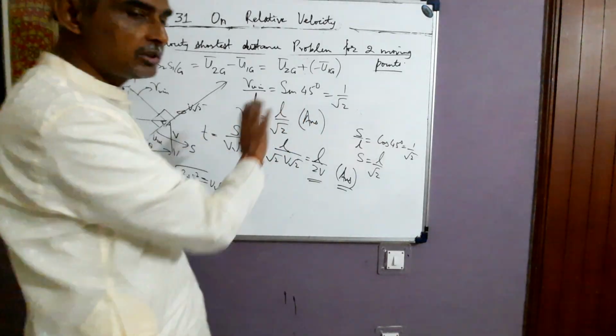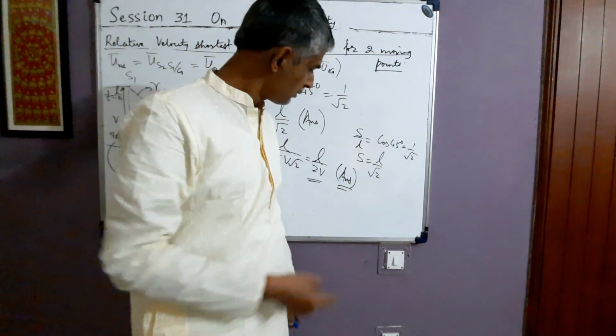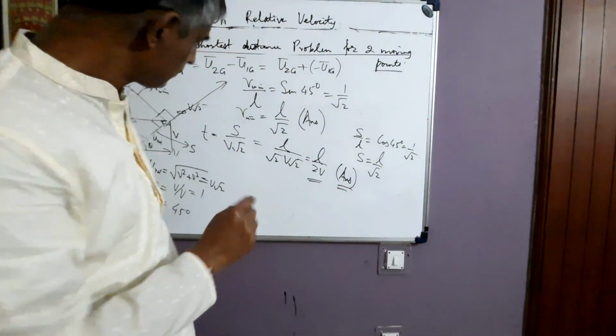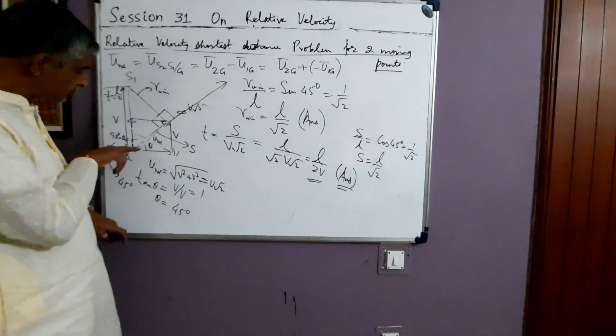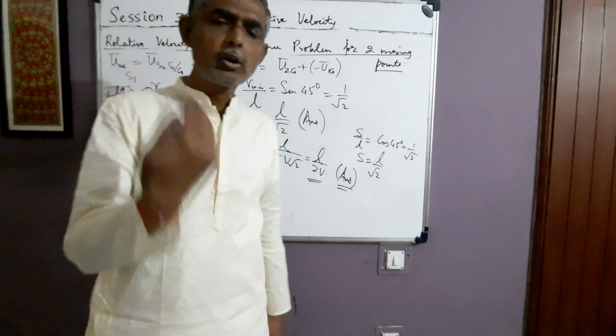So this one problem I have discussed. I'll take up one more question on relative velocity. This is similar to this problem, only I'll change the data, with the difference that S2 is moving towards east, not at speed v but say at 2v. Remaining all the data is the same.